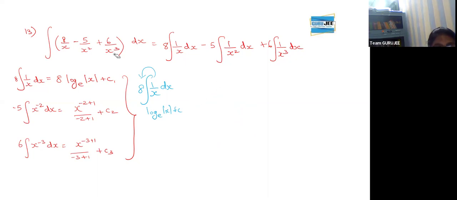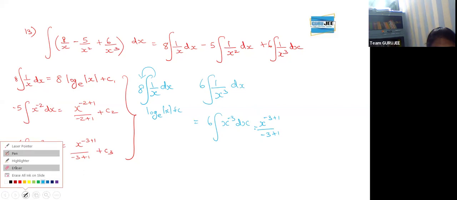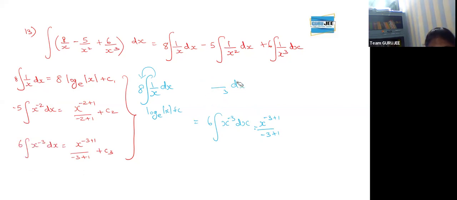Next division. You have x to the power cube in the denominator, which can be written comfortably as 6 integrate 1 by x cube dx, that is 6 x to the power minus 3 dx. Same thing, apply the first formula: x to the power minus 3 plus 1 divided by minus 3 plus 1. In that case, you will get x to the power minus 2 as the result. To complete this formula, next question.